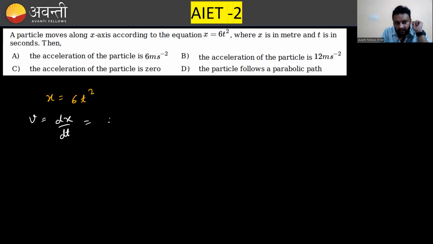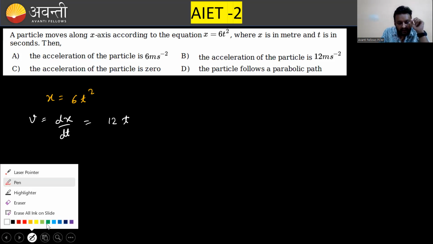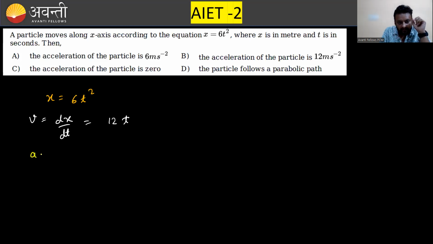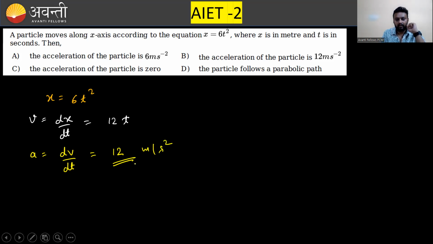Now if you differentiate it, it will become 12t. Now what is the acceleration? Acceleration is the differentiation of velocity with respect to time, that is dv over dt, and if you differentiate it, it will become 12. So the acceleration of the particle will be 12 meter per second square, which is a constant acceleration.